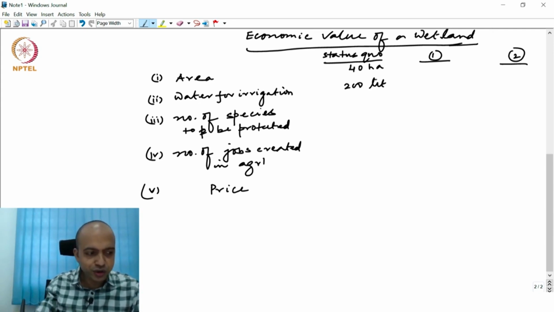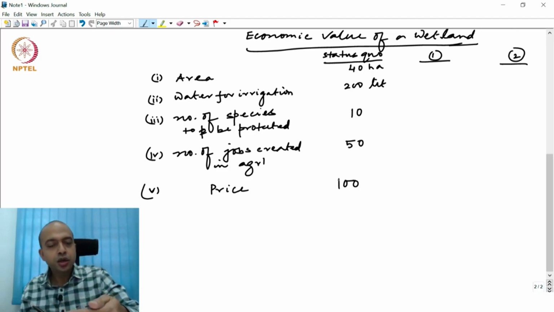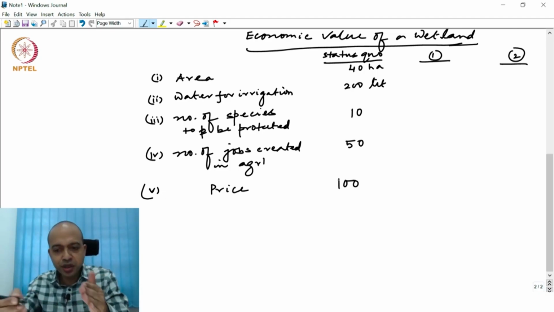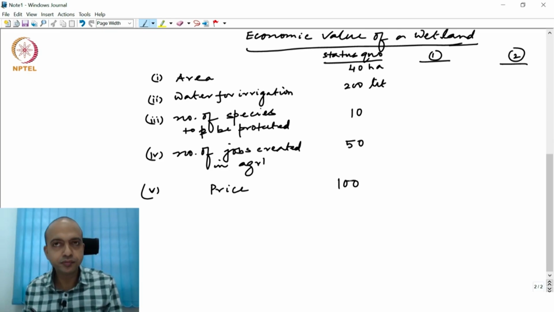How many species can you actually protect? Let's say you can protect 10 species. How many jobs can you create? 50. And what is the price that I am asking? 100. So that means the first step in any choice experiment is to define the product in terms of several attributes, and then we have to specify a level. This 40, 200, 50, 100, these are all levels attached with these different attributes.